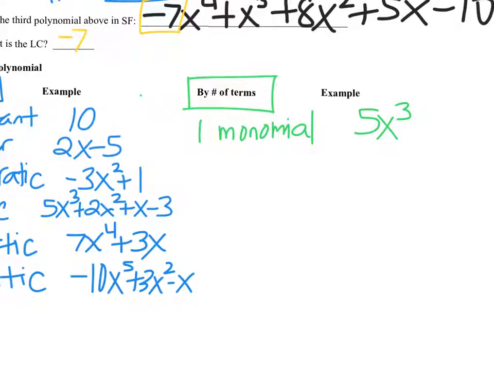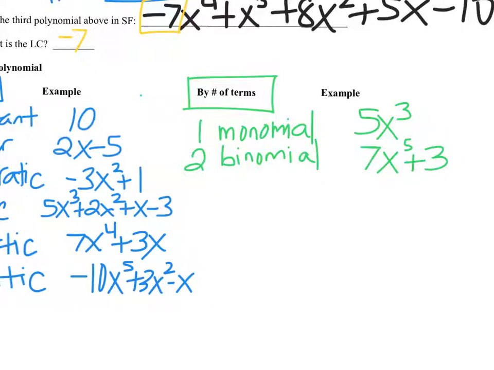If something has 2 terms, we call it a binomial, like bicycle has 2 wheels, right? So a binomial could be something like 7x to the 5th plus 3. That's a binomial. 2 terms.